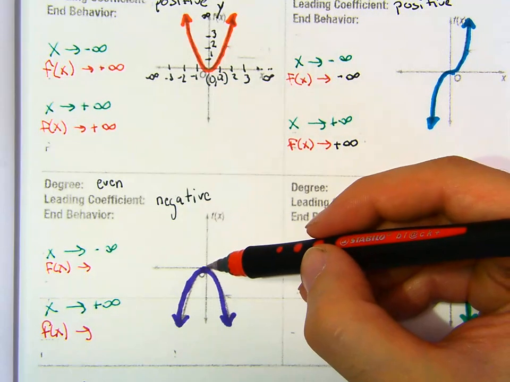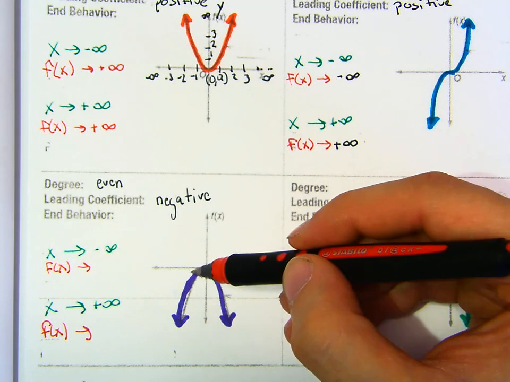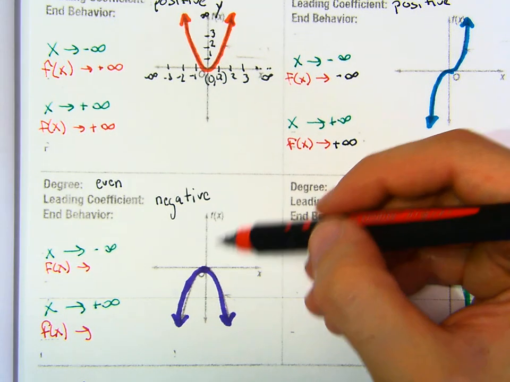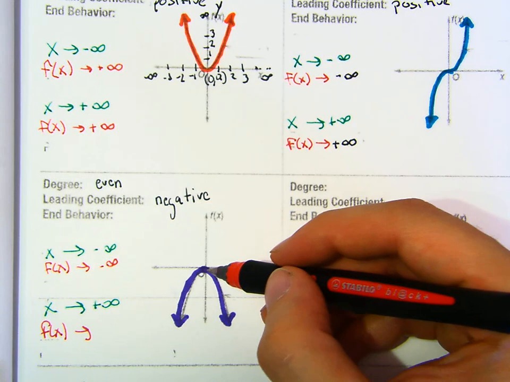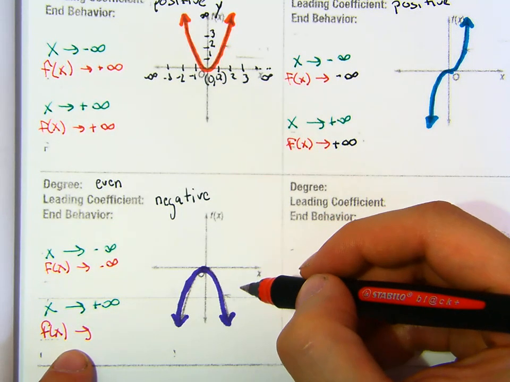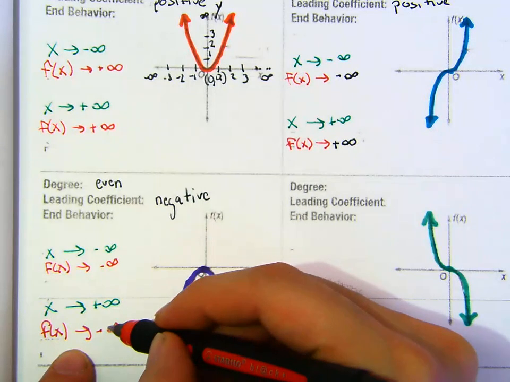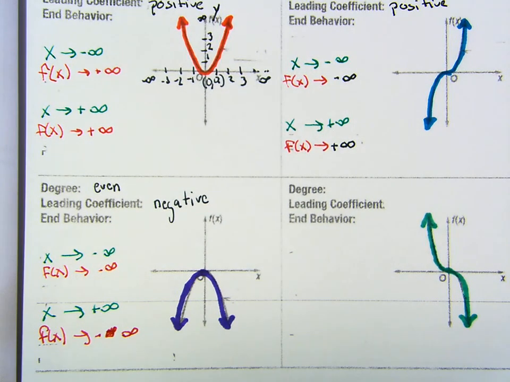As x goes negative infinity, am I going up or going down? I'm going down. So my f of x values go to negative infinity. What about here? As x goes positive infinity, f of x goes negative infinity. Okay? Oh, that's a bad infinity sign. Let's look at the next one.